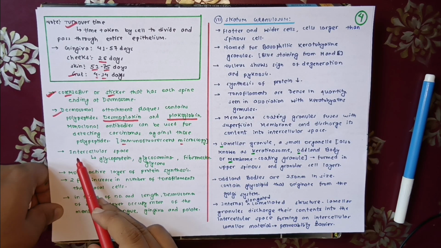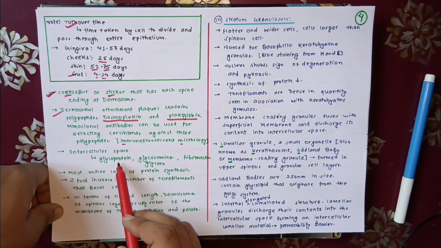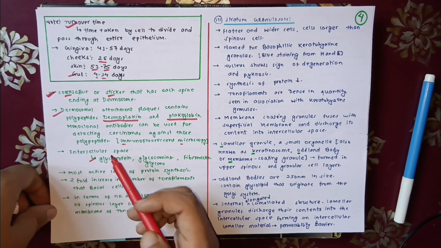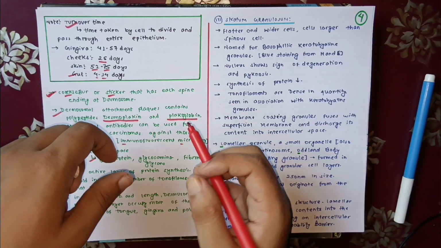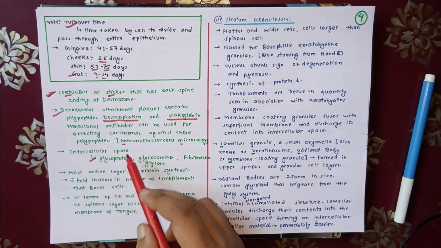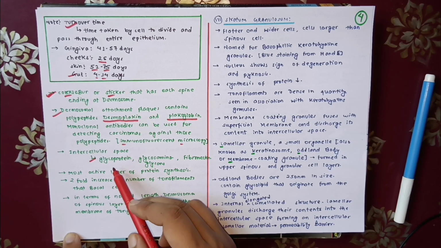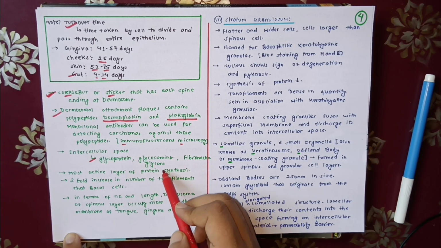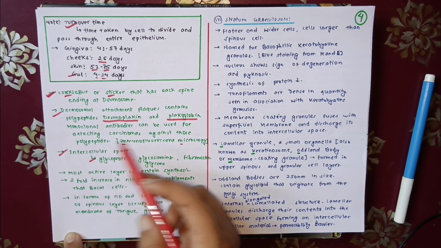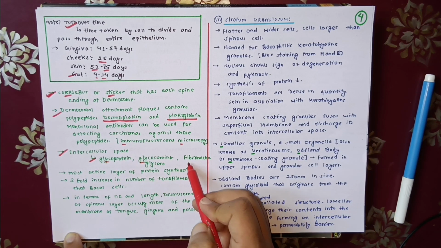Now in the intercellular space, we have glycoprotein, glycosaminoglycans, and fibronectin. As the cells are shrunken, there is a space left between the cells. That is the intercellular space, and there we can see the glycoprotein, glycosaminoglycans, and fibronectin. You can remember this; it is an MCQ question.